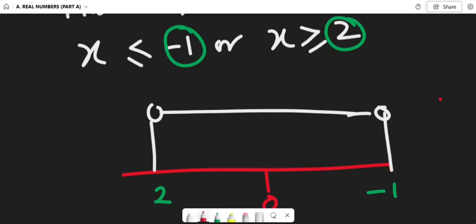We have to be very careful. We have it as less than or equals to and greater than or equals to. Because of the equals to, we need to shade the circle. So this is how you express this on a number line.